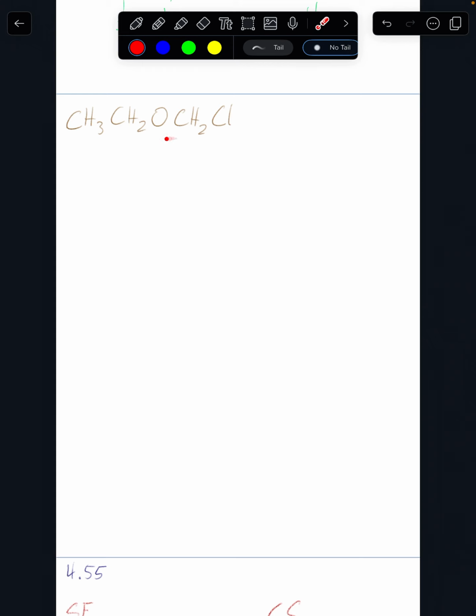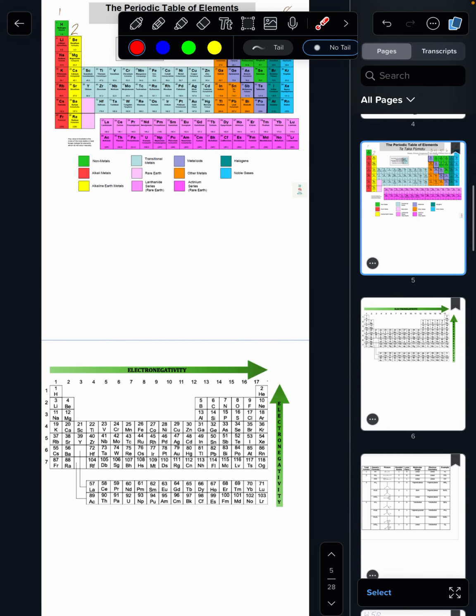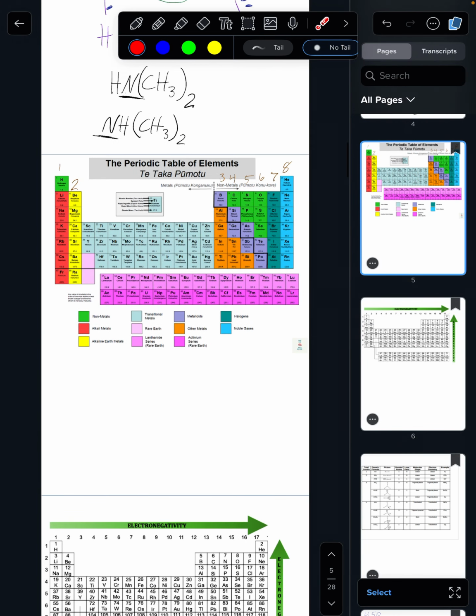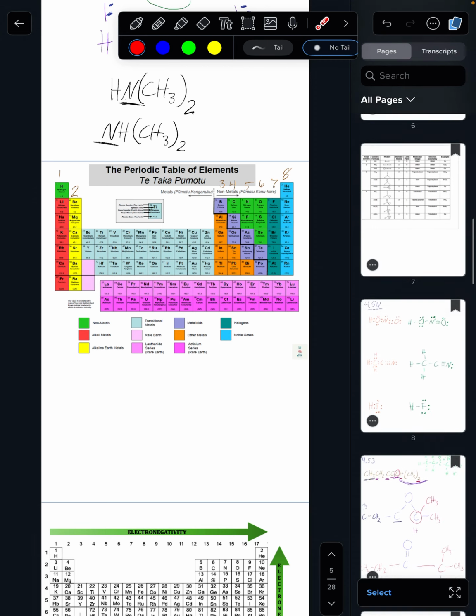With this one, we know how many our oxygen needs. We know how many our carbons need. However, we don't know how many bonds this chlorine needs yet. So what we do is we go back up to our table, and we can find our chlorine right here. So it has 7 electrons that it wants.